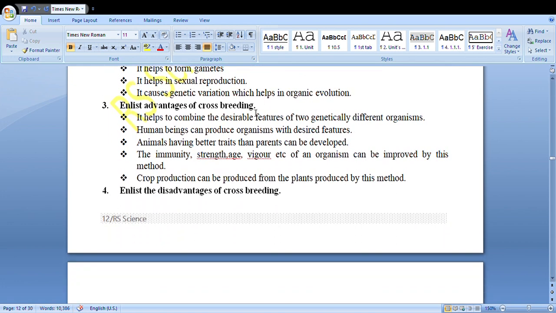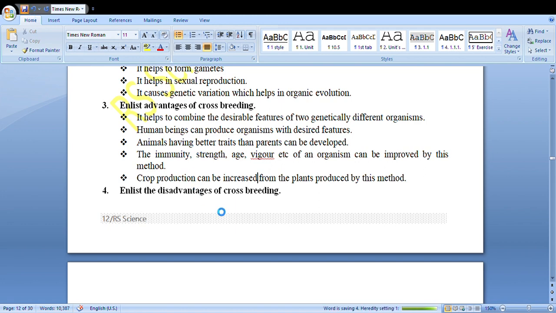Enlist the advantages of crossbreeding. It helps to combine the desired features of two genetically different parents. Human beings can produce organisms with desired features. Animals having better traits than parents can be developed. The immunity, strength, vigor, etc. of an organism can be improved by this method. The crop production can be increased from the plants produced by this method.